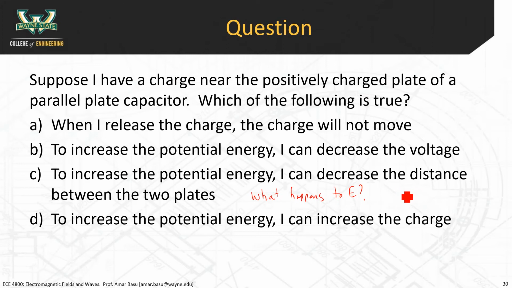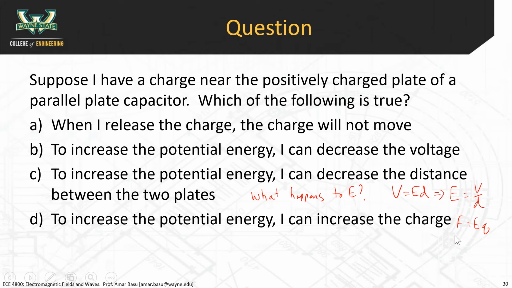We have this relationship V equals E times D. So the electric field is equal to V over D, right? So if you decrease the distance between the plates, the electric field actually goes up, and the force is equal to E times Q. So the answer to the first question, what happens to the electric field, is that the electric field actually increases. The electric field increasing means you have a larger force on the particle.